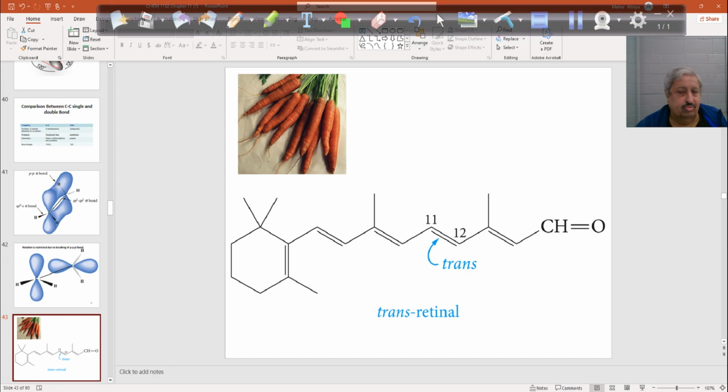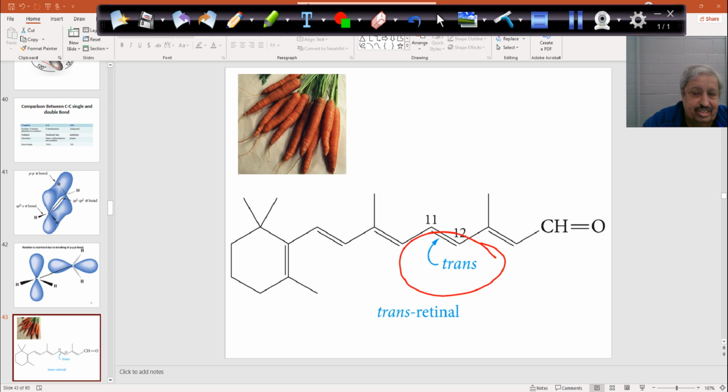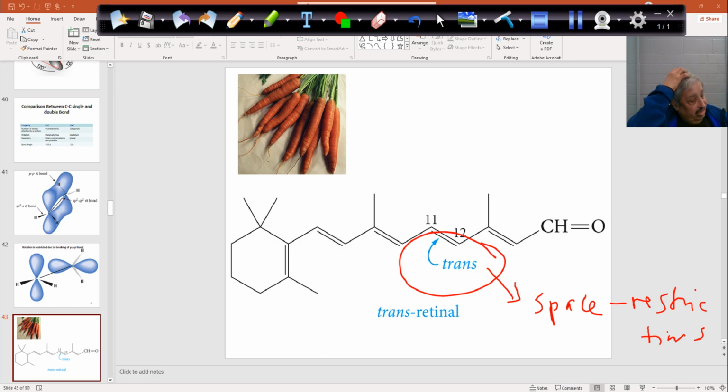Now here is what we said. We talked about this trans versus cis. Sometimes you have restriction in space. You can have only trans, you cannot have cis. In this case here, we can't have cis. We call this space restriction. So you can't have cis in this. That's our orientation in space.